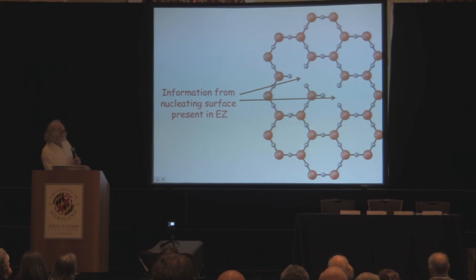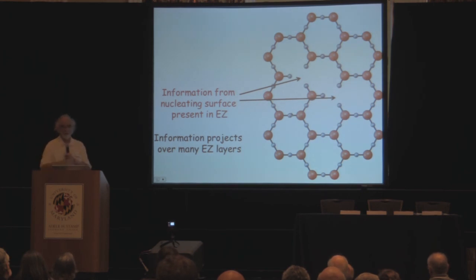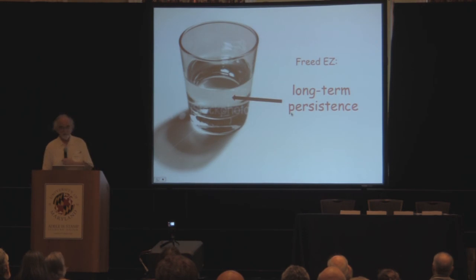So this structure then contains information from the nucleating surface. And this information can project over many EZ layers. So you have this building of layers, and each layer is missing a few of these that correspond to some missing surface charges. Okay. So then, inside the water, if you have these exclusion zones that persist, and we have evidence for long-term persistence, then you have information that's separate from the nucleating surface and actually stored in the water.